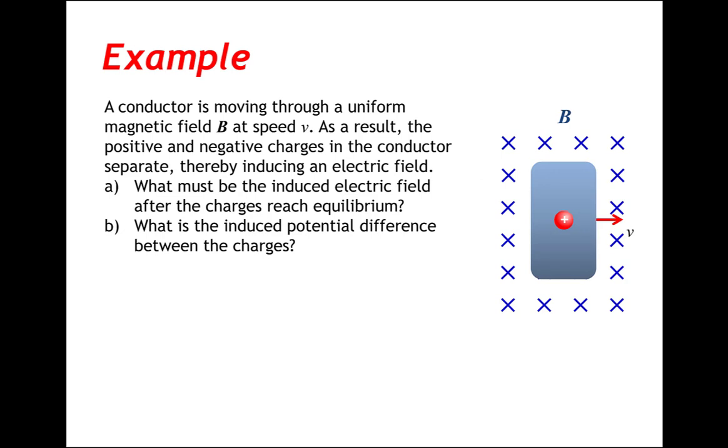Today we're going to learn about motional EMF. Let's introduce this topic by first exploring the following example. A conductor is moving through a uniform magnetic field B at speed v. As a result, the positive and negative charges in the conductor separate, thereby inducing an electric field.